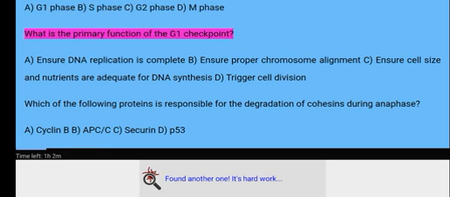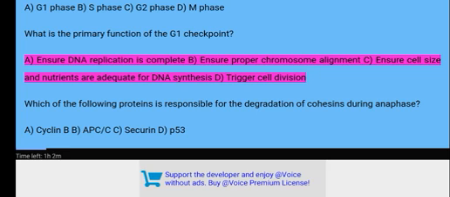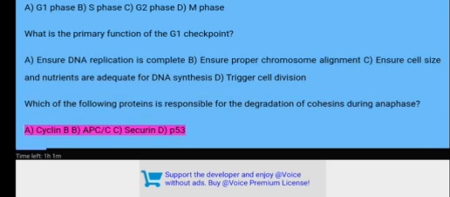What is the primary function of the G1 checkpoint? A. Ensure DNA replication is complete. B. Ensure proper chromosome alignment. C. Ensure cell size and nutrients are adequate for DNA synthesis. D. Trigger cell division. Which of the following proteins is responsible for the degradation of cohesins during anaphase? A. Cyclin B, B. APC, C. Securin, D. P53.